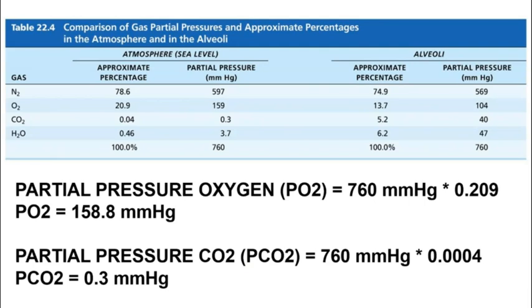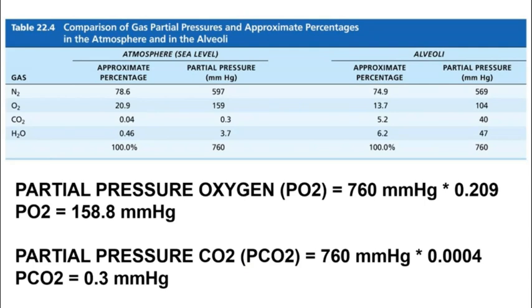So if we would like to calculate the partial pressure of oxygen at sea level, we would take the total atmospheric pressure, which is in this case 760 millimeters of mercury, and multiply that by the decimal form of 20.9%, which is 0.209. So whenever we are working with percentages, we will always want to use the decimal form of that percentage. So to get the decimal form of a percentage, we take the decimal point in that percentage and move it to the left by 2 spaces.